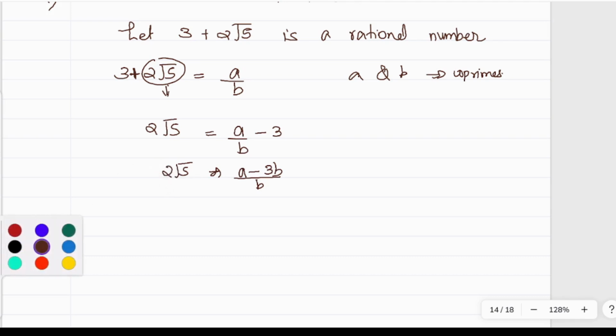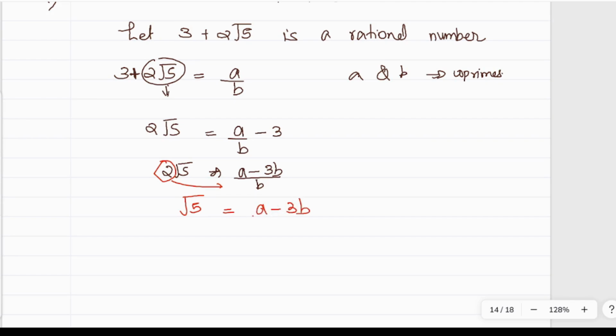Now what I can do? I can take this 2 to the opposite side. So what will happen? Since it is multiplication in the LHS, when it goes to the opposite side, it will be going to the denominator. That means it is going to do the division process there. That means root 5 equal to what? A minus 3b divided by 2, that is 2b. Okay, so now in our LHS we are getting root 5, and in RHS we are getting a minus 3b divided by 2b.